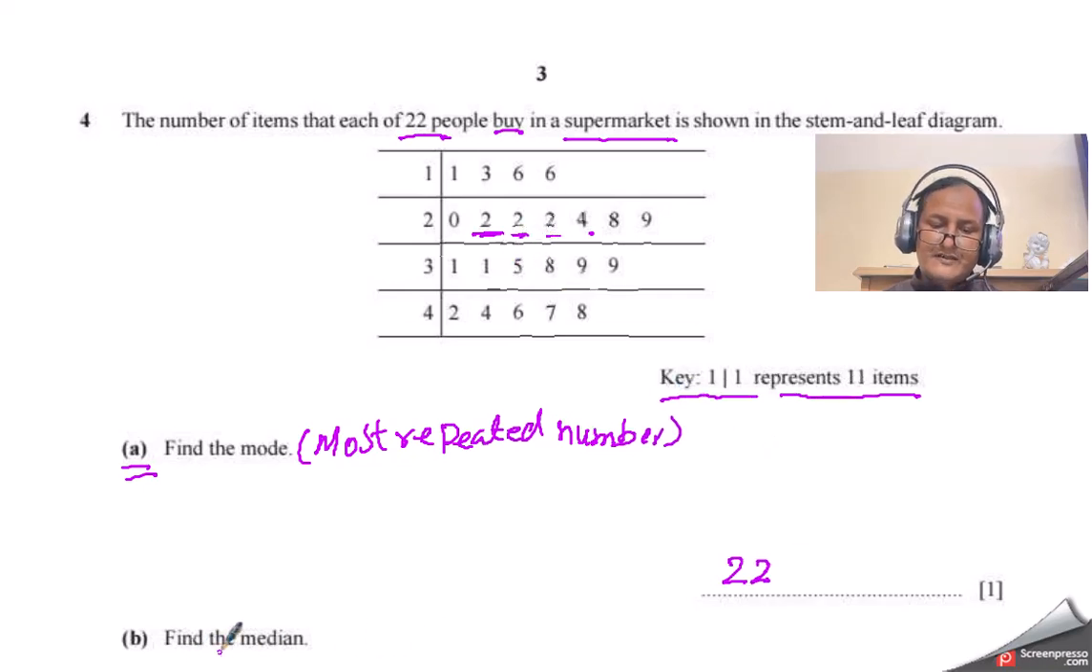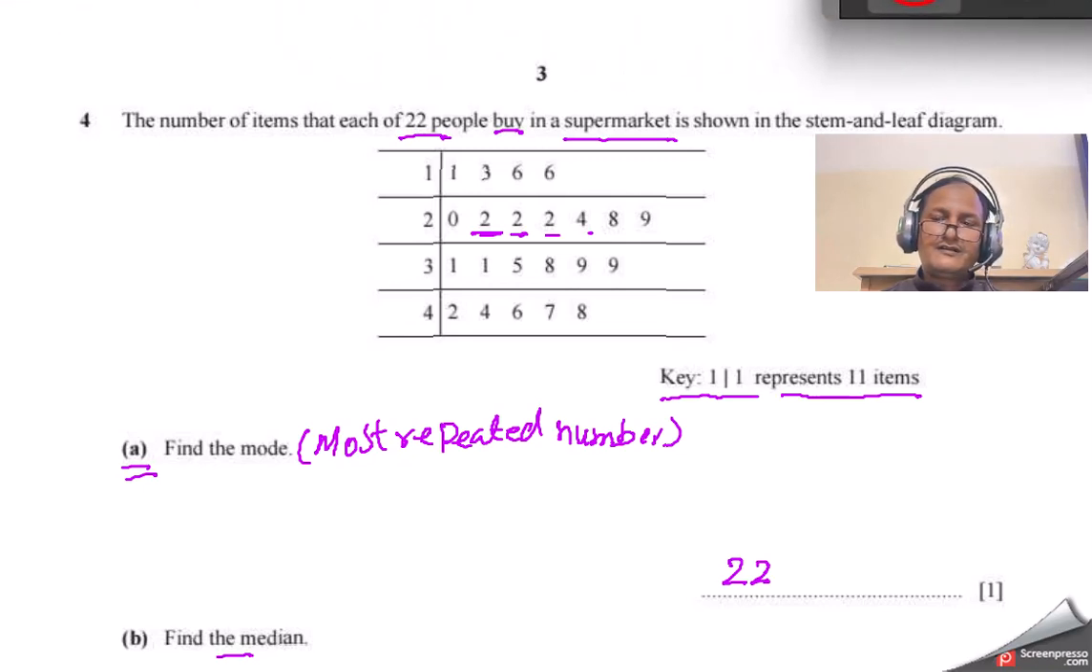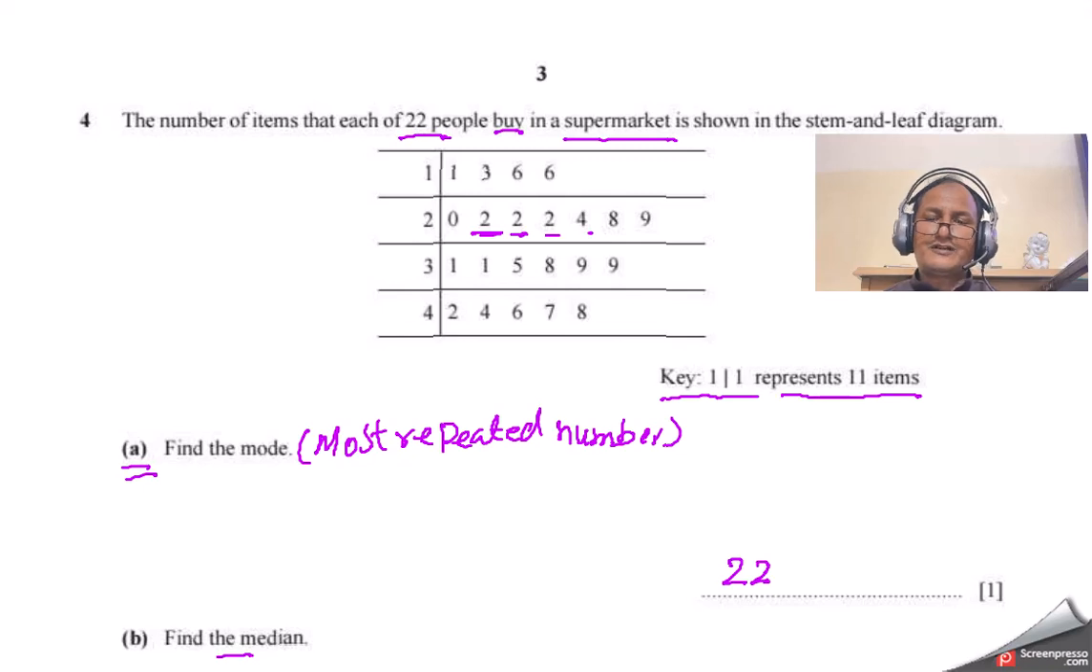After that, we're supposed to find the median. Median is basically the middle number. Here we have a total of 22, which means the numbers in the 11th position and the 12th position give the median.